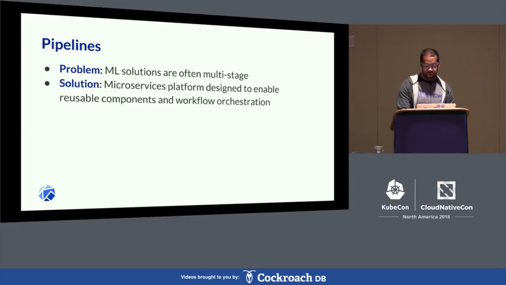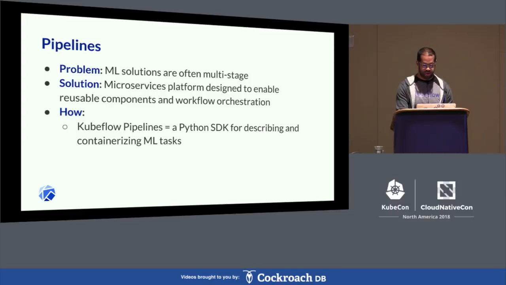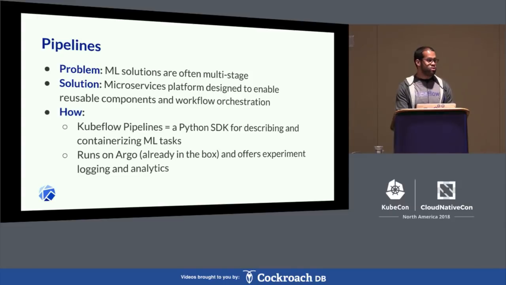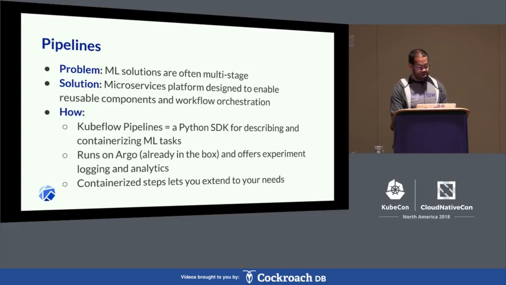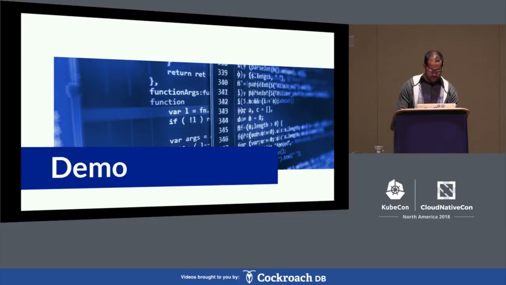So the solution was to leverage microservices, leverage containers, make each stage its own container, to enable reusable components and workflow orchestration. So Kubeflow pipelines, it's a Python SDK that allows you to describe and containerize the different tasks. It runs on Argo and offers experiment logging and analytics. And each step is containerized and lets you extend it as needed. It takes advantage of this concept of microservices, of these very separate, segregated services that are specialized in an area, so you can make modifications to one without directly affecting the other.